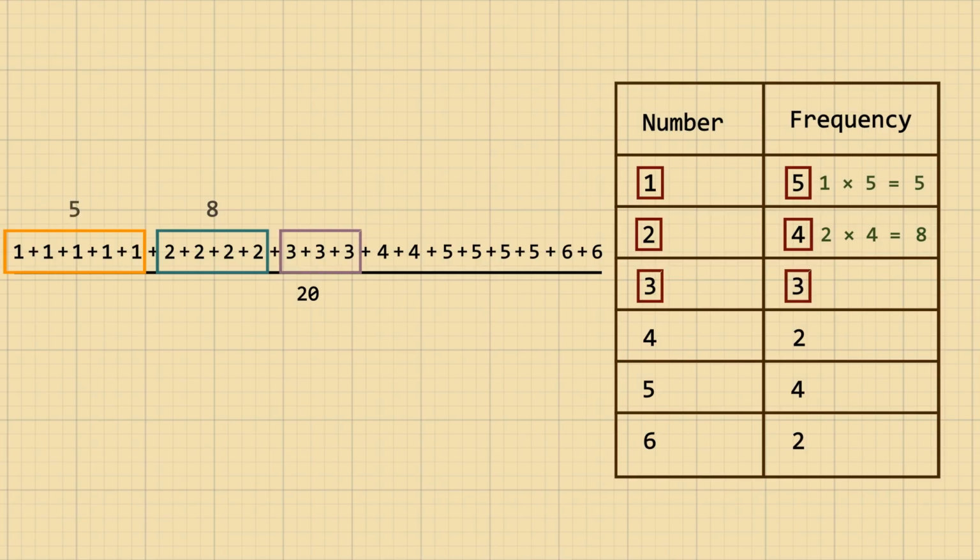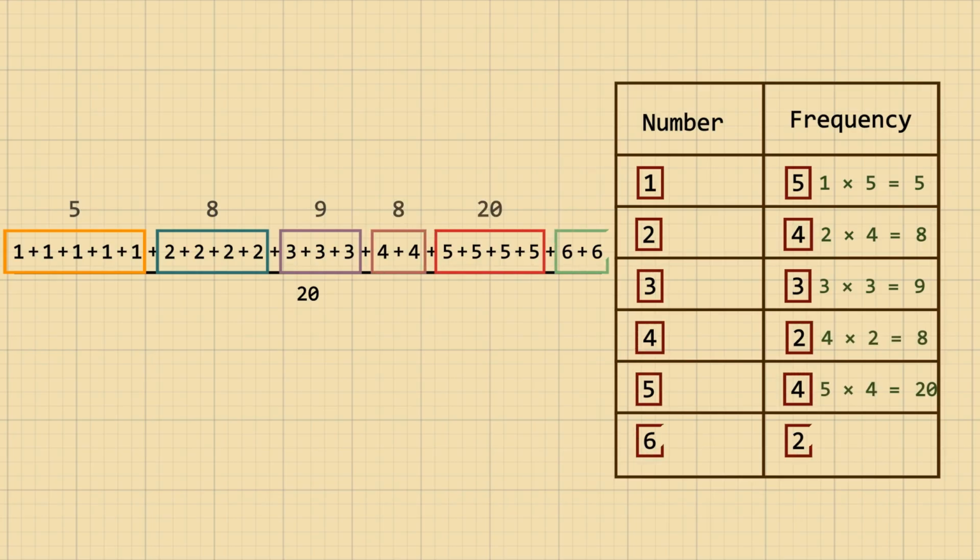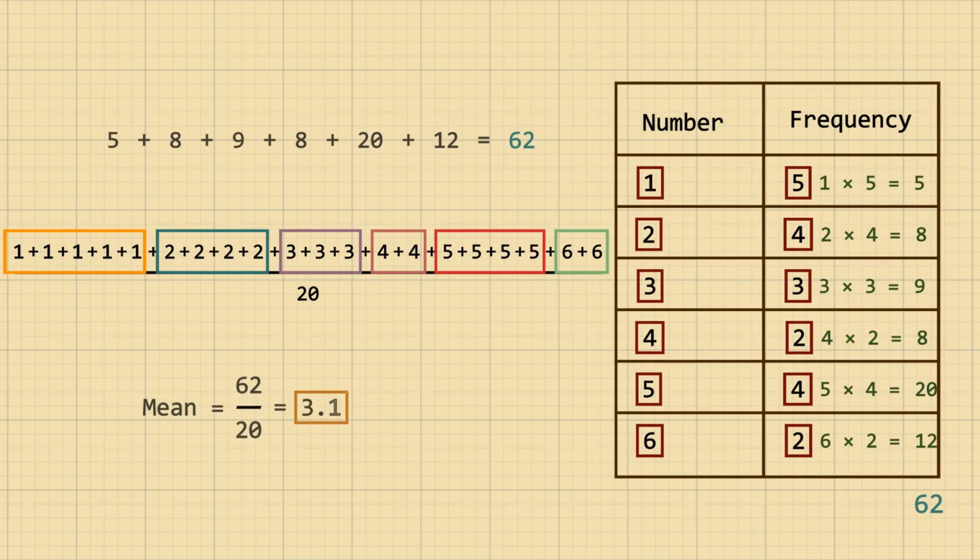If 3 appeared 3 times, then 3 times 3 is equal to 9. We repeat this process for every value, for 4, for 5, and for 6. After calculating each value multiplied by its frequency, we add those results together, which is 62. That final total is exactly the same as adding all 20 numbers individually, which is also 62. But the method is far more organized and elegant. Now divide that sum by 20 and we get the mean value of my throws, that is 3.1.